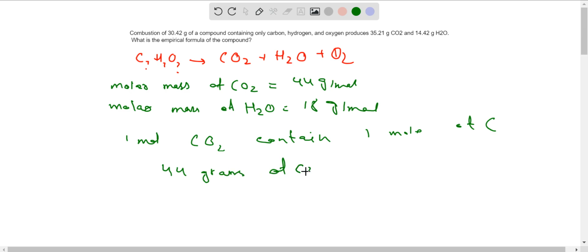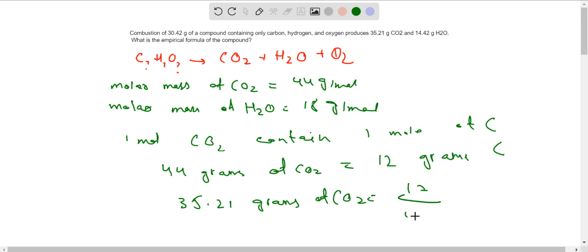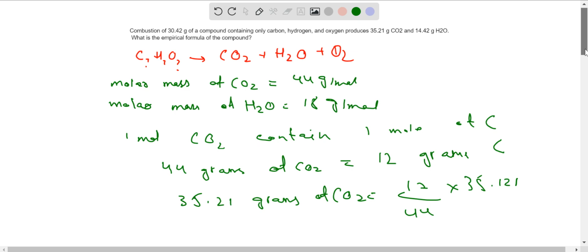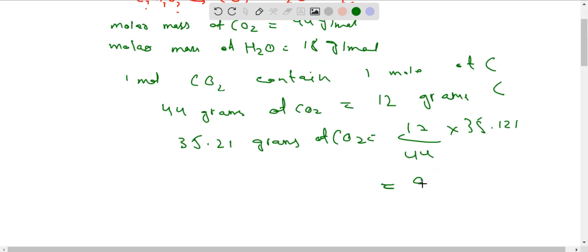of CO2 have 12 grams of C, and 35.21 grams of CO2 should have 9.6027 grams of C.